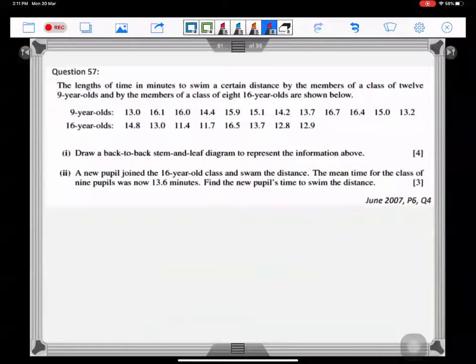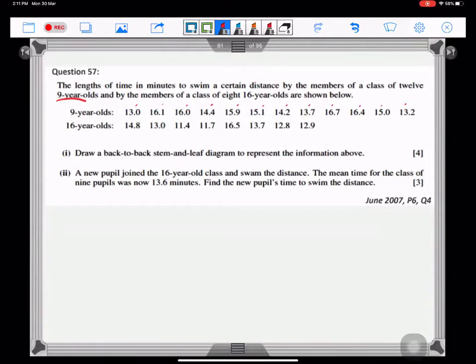The length of time in minutes to swim a certain distance by members of a class of 12 9-year-olds and by a member of a class of 8 16-year-old are given below. That means this is the age 9-year. So the 9-year category has 12 students: 1, 2, 3, 4, 5, 6, 7, 8, 9, 10, 11, 12. It's not arranged in ascending order, so you have to take the pen and arrange it in ascending order.